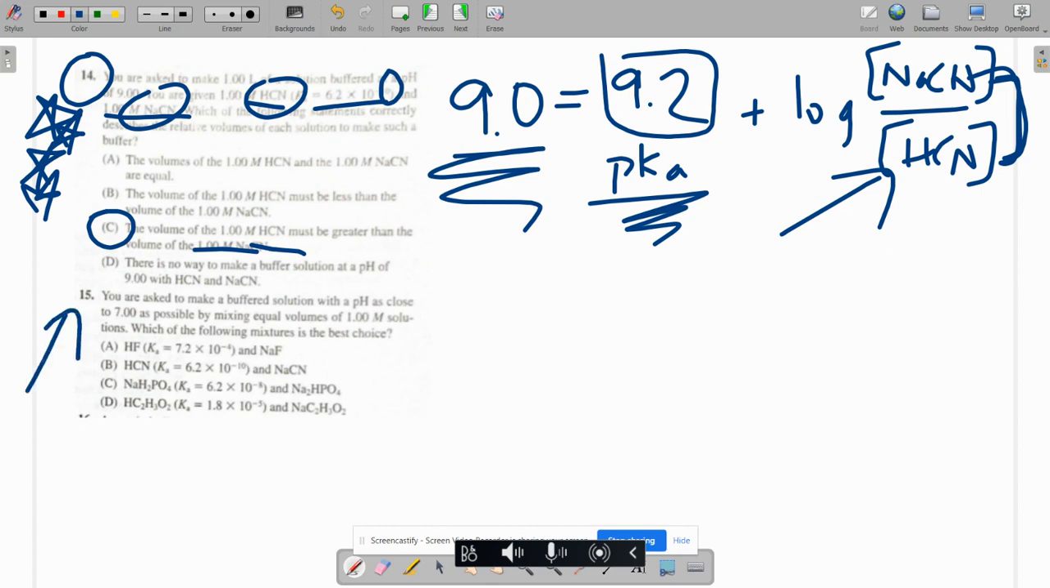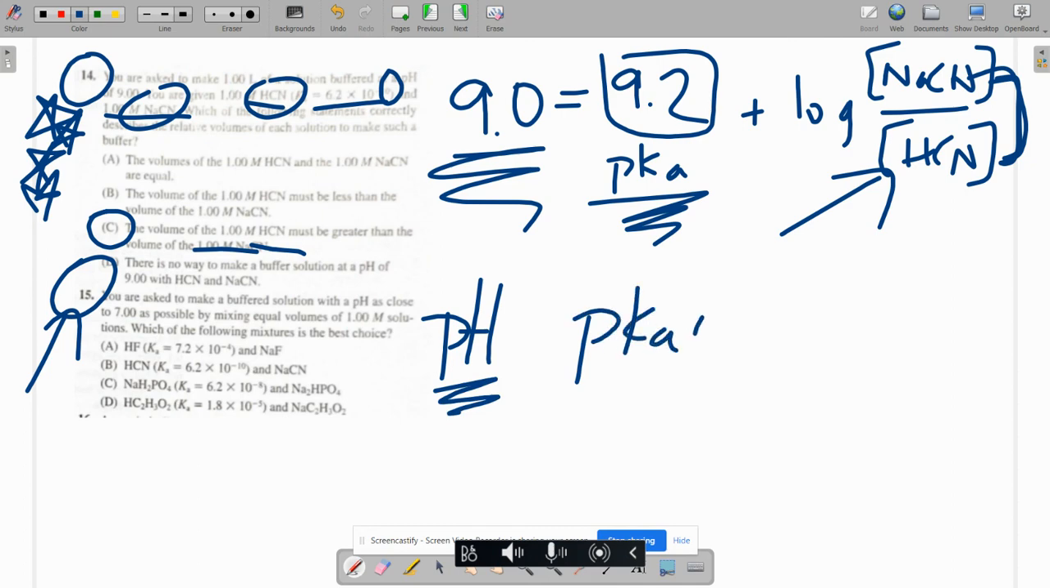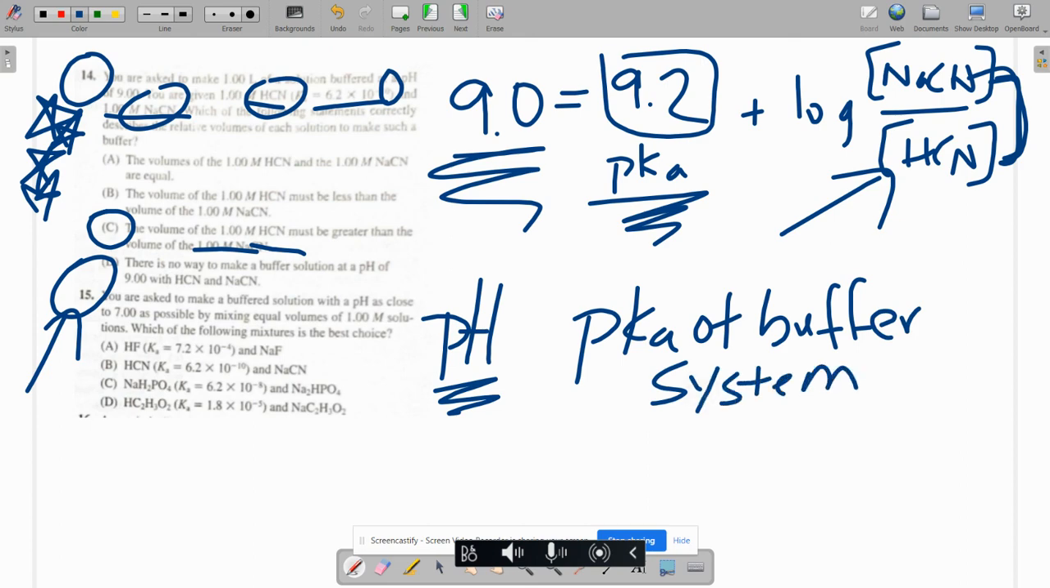All right, 15. It says you're asked to make a buffered solution with a pH as close to 7 as possible by mixing equal volumes of 1 molar solutions. So I think we talked about this earlier, that whatever pH you desire, you want the pKa of the buffer system to be as close to that as possible. So pH 7, so let's look at these exponents. That one's a minus 4.